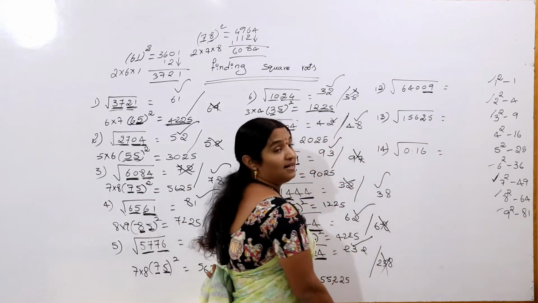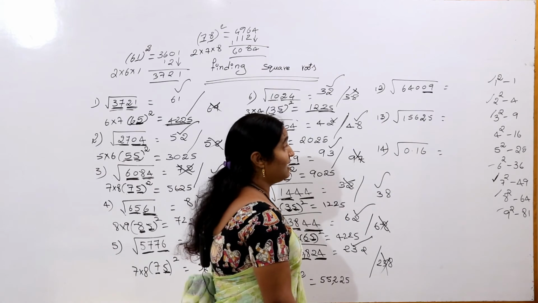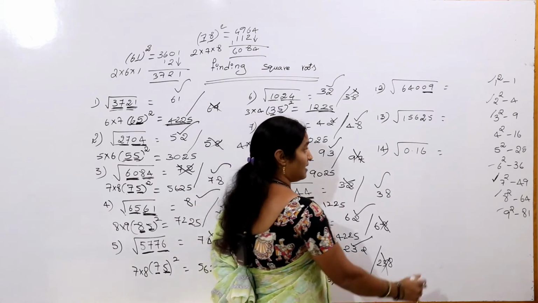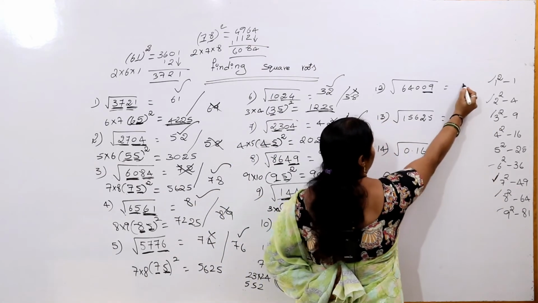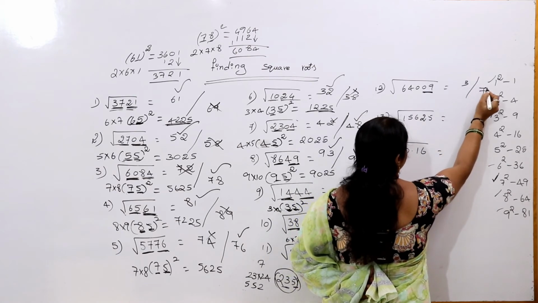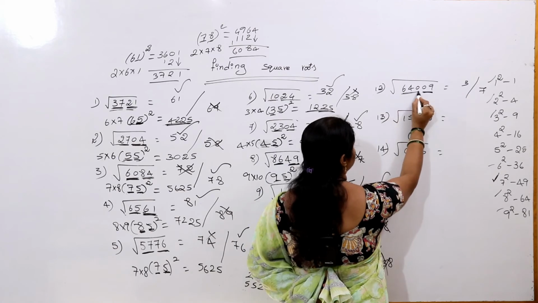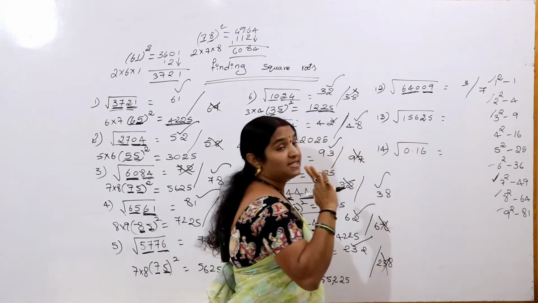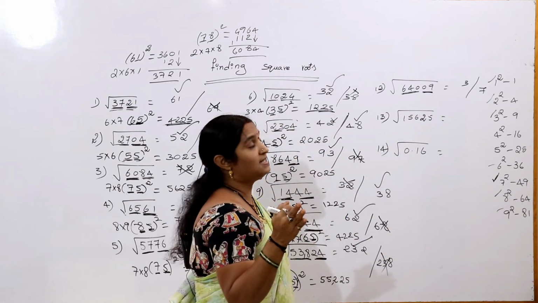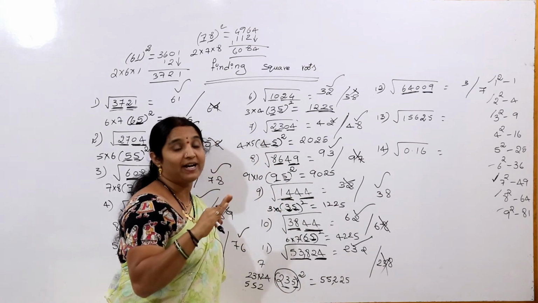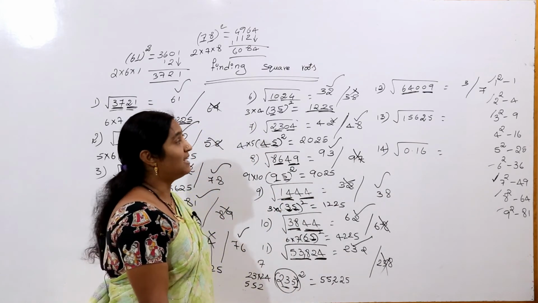Last two digits are 0, 9. Ending with 9, what are the square numbers? 3 and 7. So last digits must and should be 3 or 7. Remaining digits are 640. 3 digits are there. And 640 also lies in between 21 to 30 table, 30 square table.